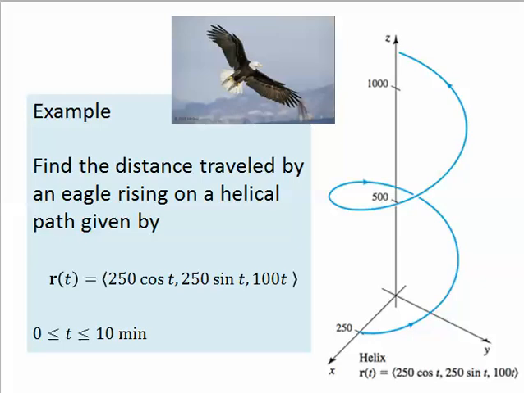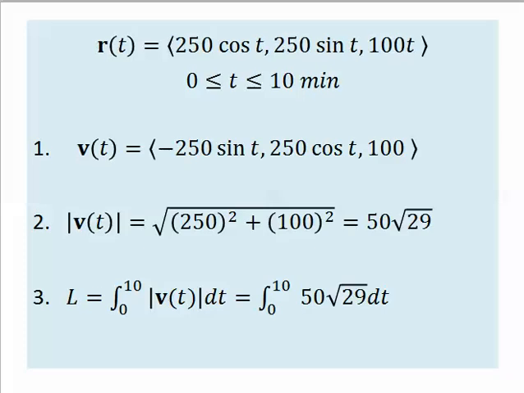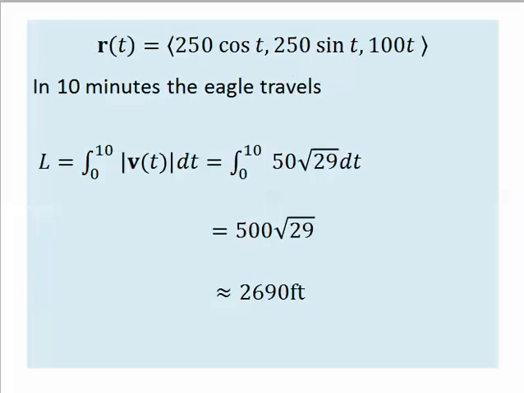Find the distance traveled by an eagle rising on this path given by a helix. Same process. This is the velocity and the speed. Notice that the speed is a constant value. So finding the arc length is going to be very straightforward. In 10 minutes, the eagle travels about 2,690 feet.